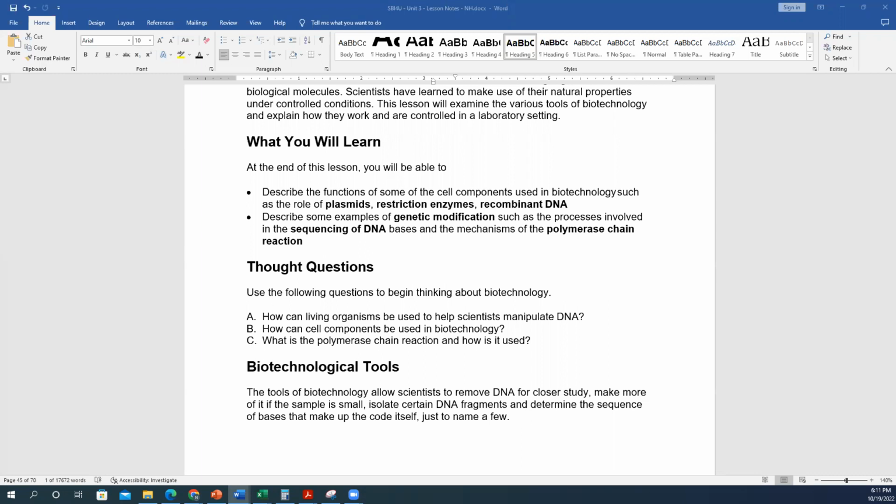And what you would like to keep in mind as we're going through today's lesson is to think about how can living organisms be used to help scientists manipulate DNA? How can cell components be used as biotechnology? And what is the PCR, the polymerase chain reaction, and how is it used?